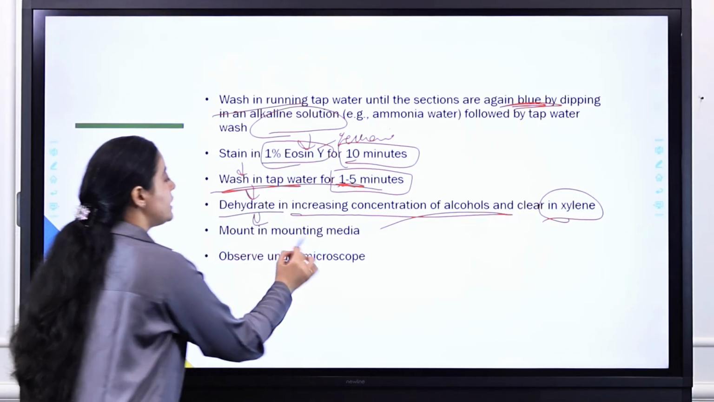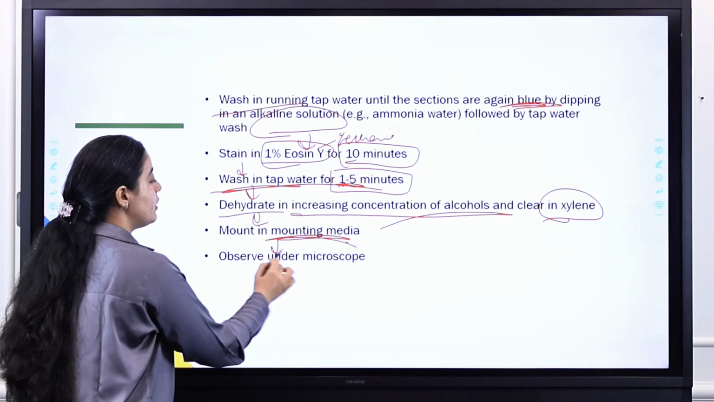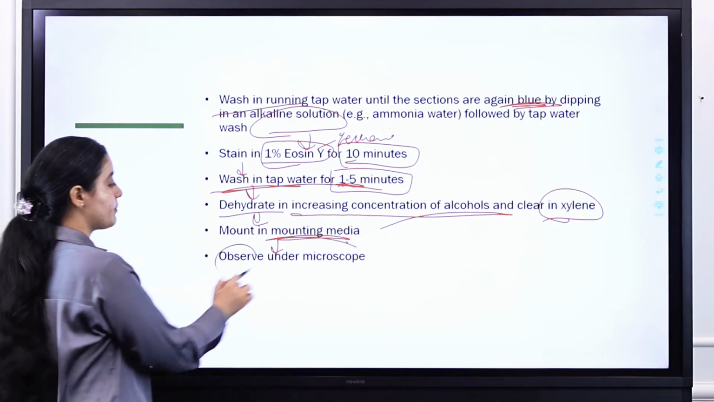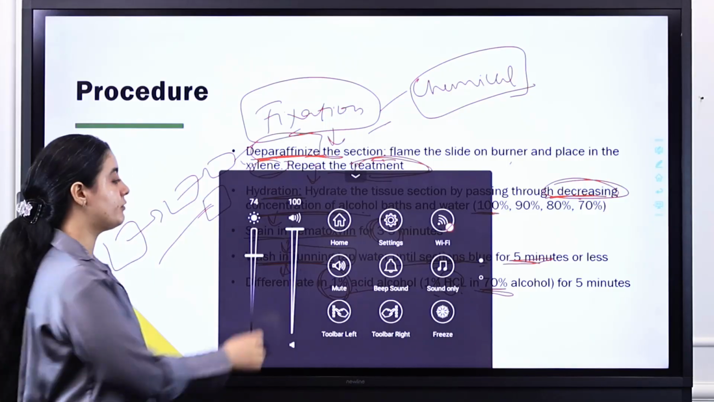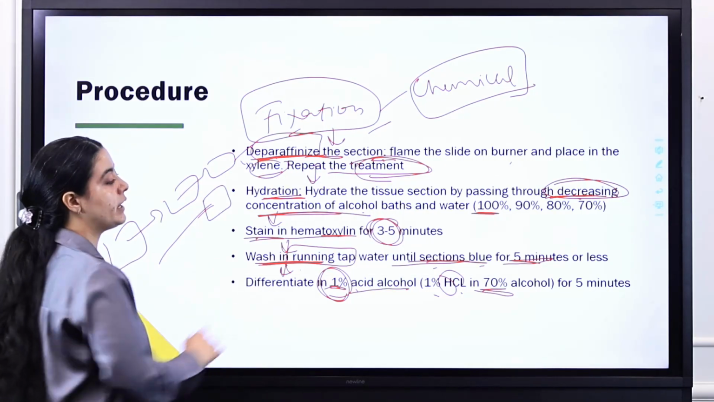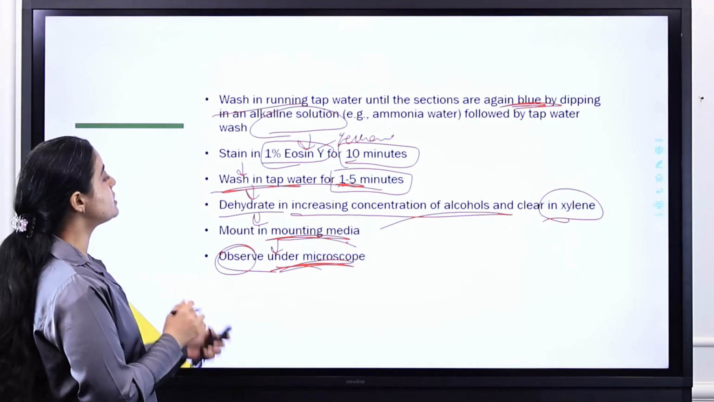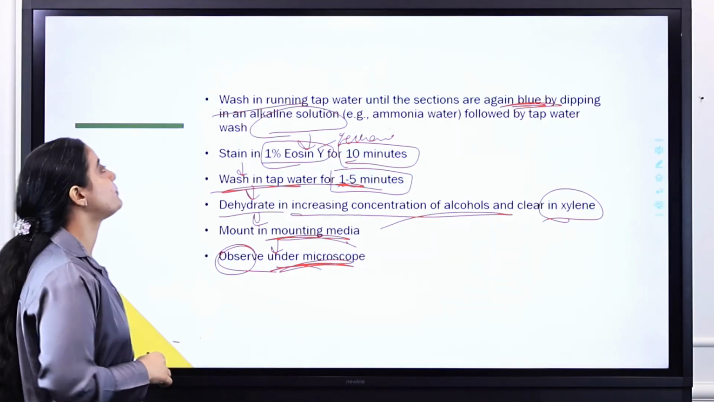Then you have to mount it in the mounting media, and now your slides are ready to observe under the microscope. So this is the procedure of H&E staining. Now finally you can observe your slides under the microscope.